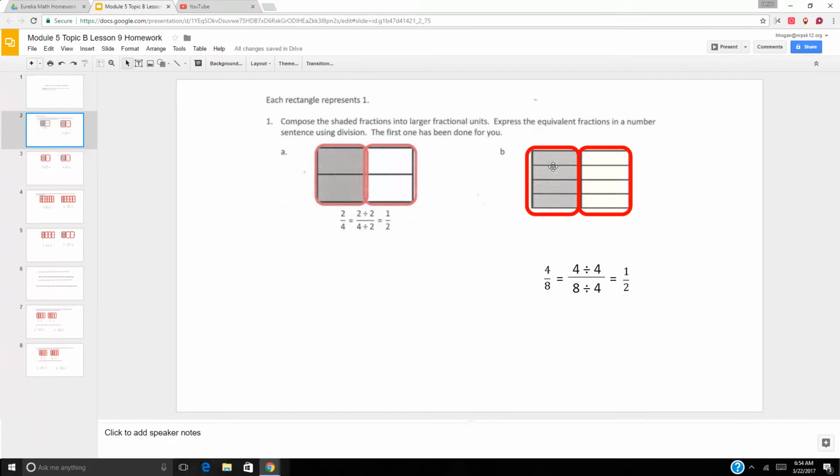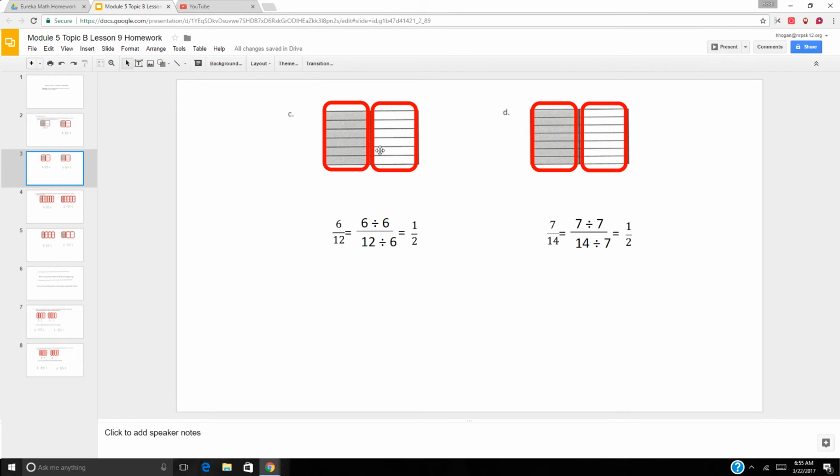Over here we have 1, 2, 3, 4, 5, 6, 7, 8. So we have 4/8. We're going to compose it into larger fractional units, just 2 of them. So we divide 4 divided by 4 and the whole 8 divided by 4, which gives us 1/2. Here we have 6/12, and we're going to make two larger fractional units, and in each fractional unit there are 6. So 6 divided by 6 is 1, 12 divided by 6 is 2. So 6/12 is actually 1/2.